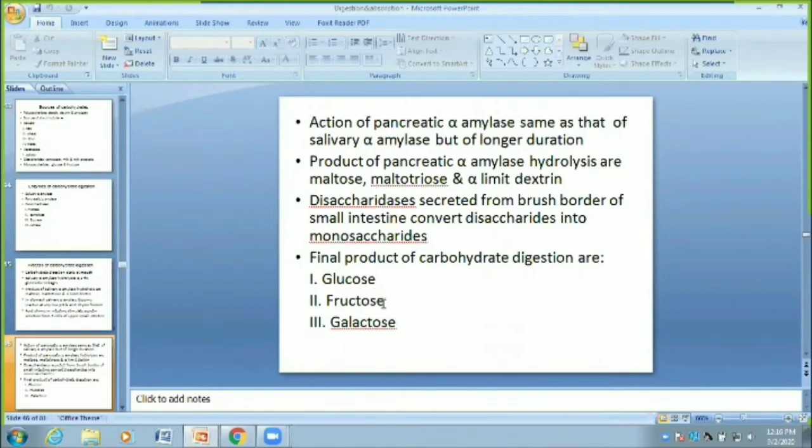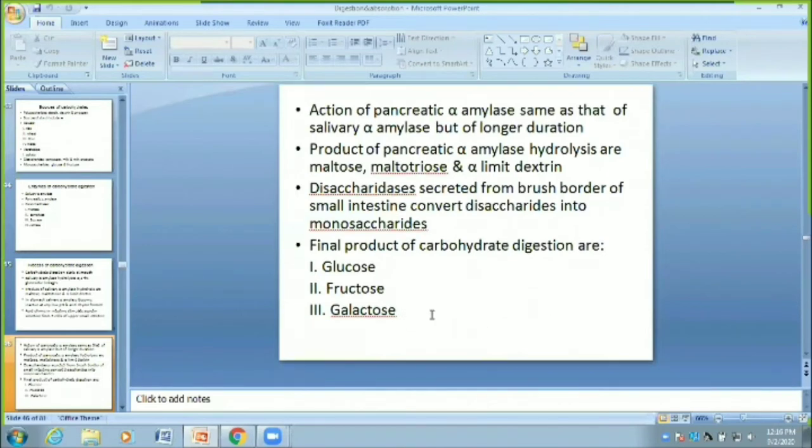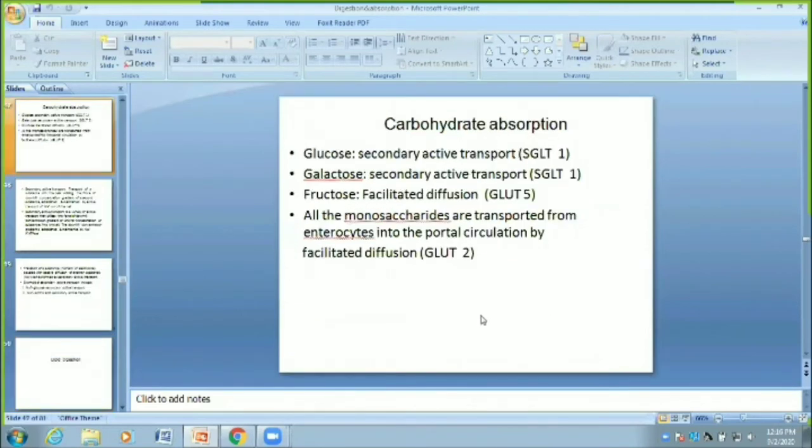Fructose, this is the keto sugar. Glucose, the aldo sugar. Then galactose. These are the end products of carbohydrate digestion. Then these monosaccharides are absorbed. Glucose is absorbed by a secondary active transport mechanism by the sodium glucose cotransporter. Okay, sodium glucose transporter.